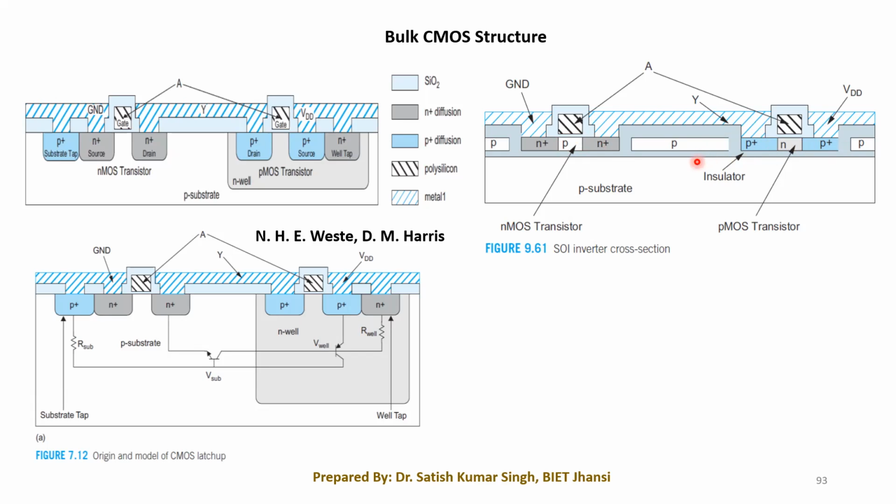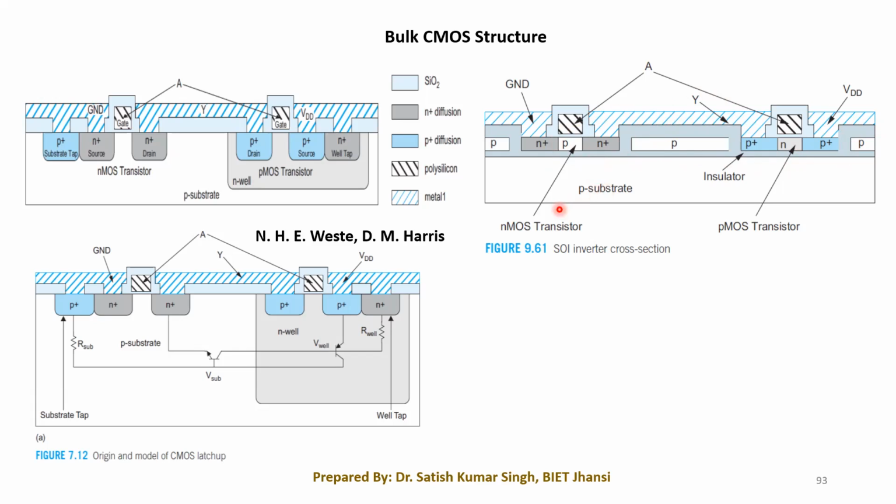What we can see is that this particular NMOS transistor and this PMOS transistor are electrically isolated. Why are they isolated? Because in between we have the insulator. Because of this insulator, these two devices are not interacting with each other. When they are not interacting, there is no parasitic component, so the device operation is not going to be affected.